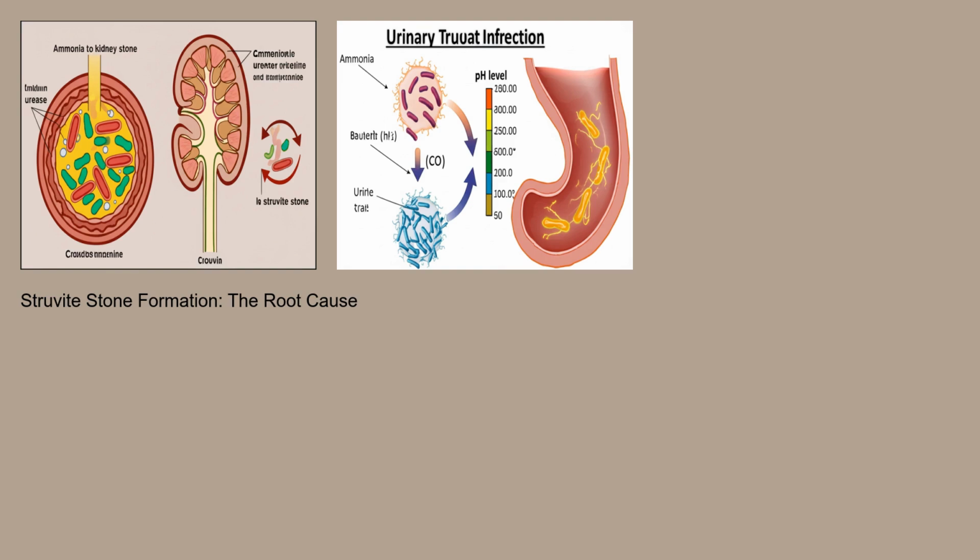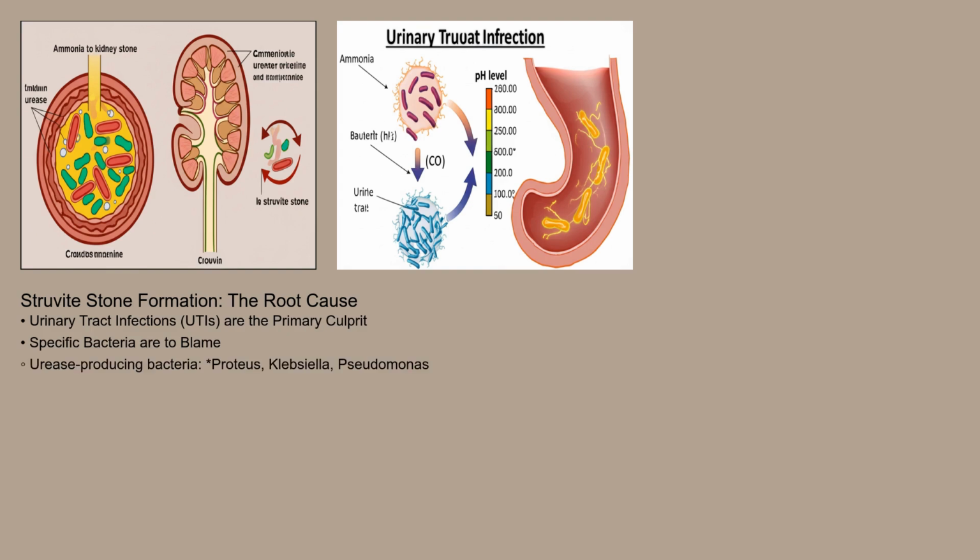So, what causes these troublesome stones? Struvite stones are almost always linked to urinary tract infections, specifically infections caused by bacteria that produce an enzyme called urease. These bacteria, such as Proteus, Klebsiella, and Pseudomonas, break down urea, a normal waste product in urine, into ammonia. This process significantly increases the pH of the urine, making it alkaline. It's this alkaline environment that sets the stage for struvite crystals to form.